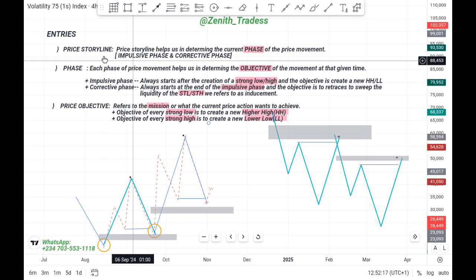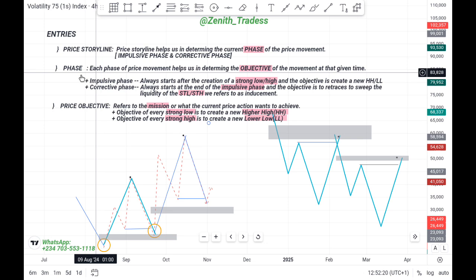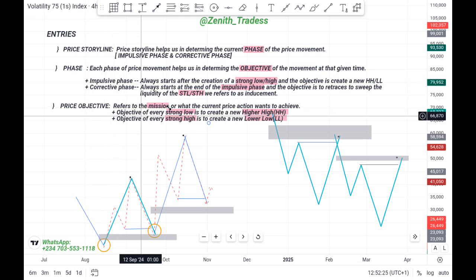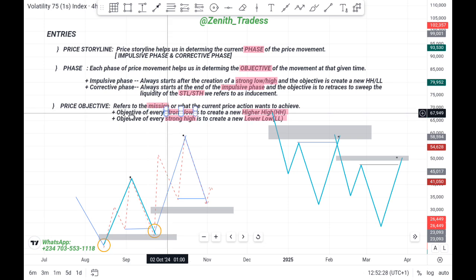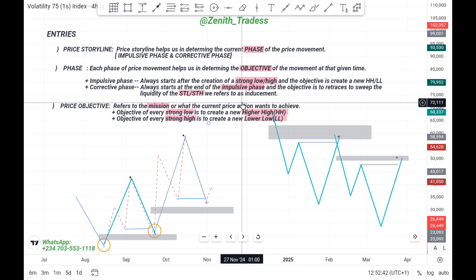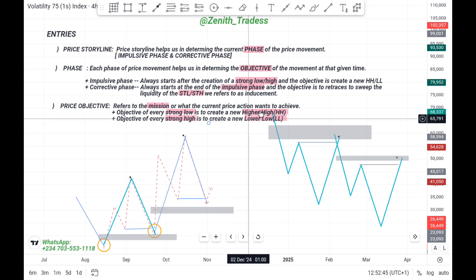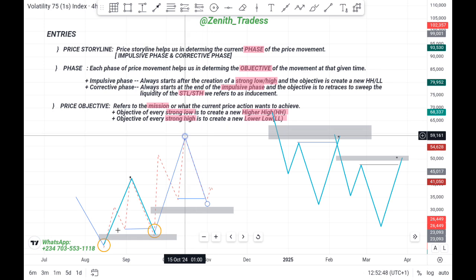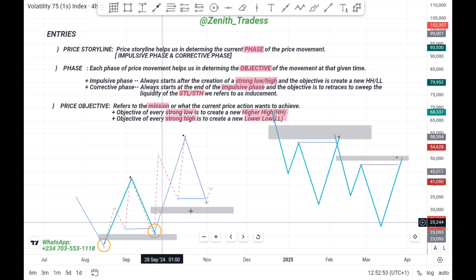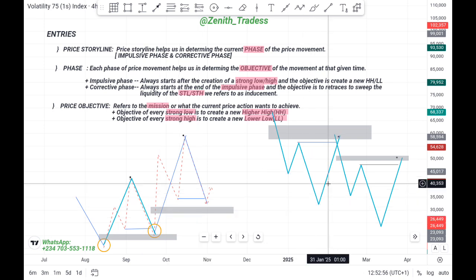We understand the price storyline. The storyline helps us understand what the phase is, and from the phase we're able to understand what the objective means. The price objective refers to the mission, or what the current price action wants to achieve. So the objective of every strong low, in summary, is to give a new high, and the objective of every strong high is to give a new lower low. Let's have that at the back of our mind.